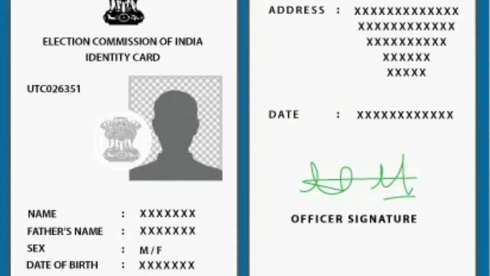Let us first take a look at the structure of the voter ID card. The front side of the card contains the following information: a unique serial number, photograph of the card holder, a hologram containing respective state or national symbol, name of the card holder, father's name, gender of the card holder, and card holder's date of birth. On the rear side of the card, the card holder's residential address and the signature of the issuing authority will be present.